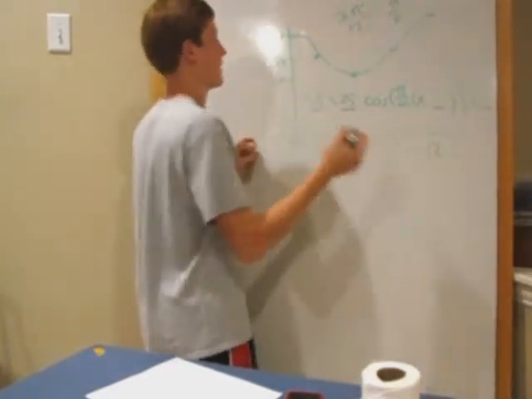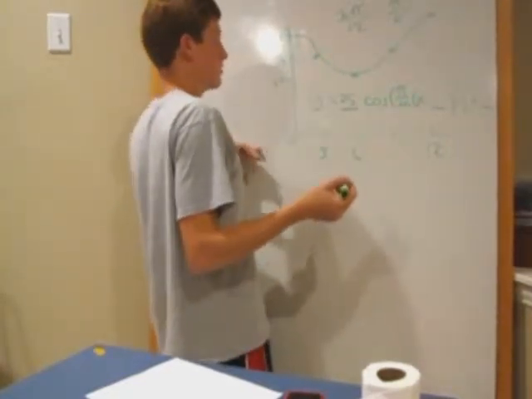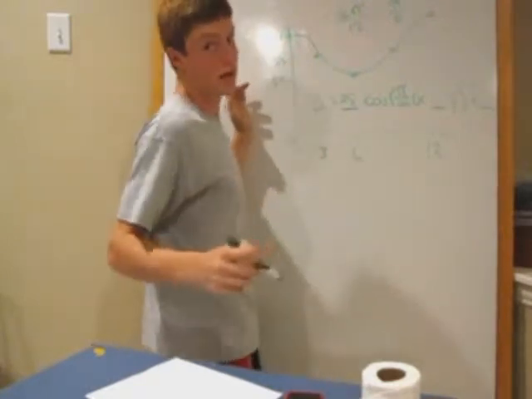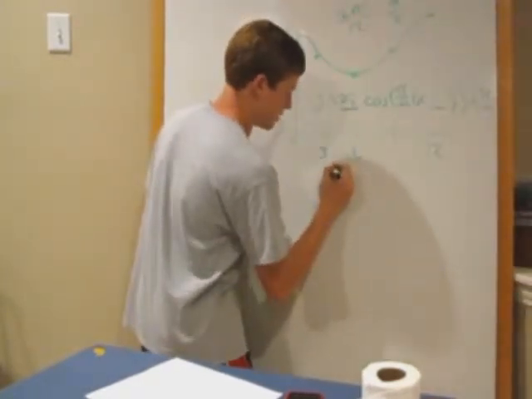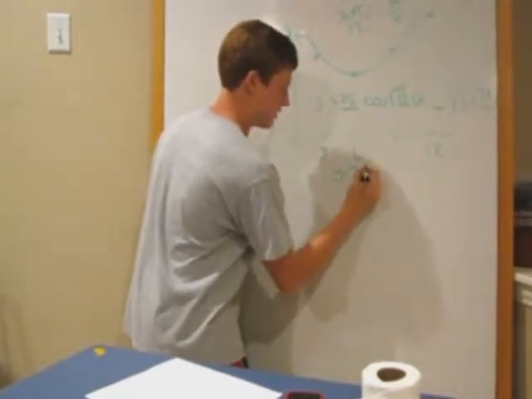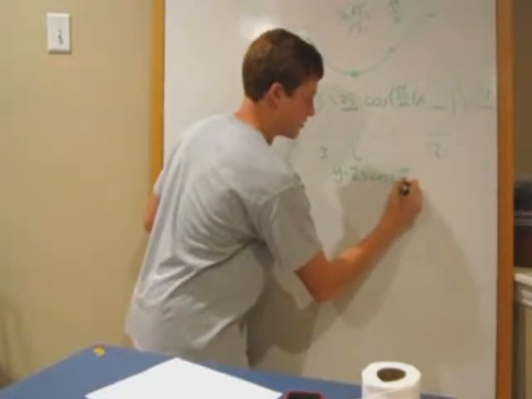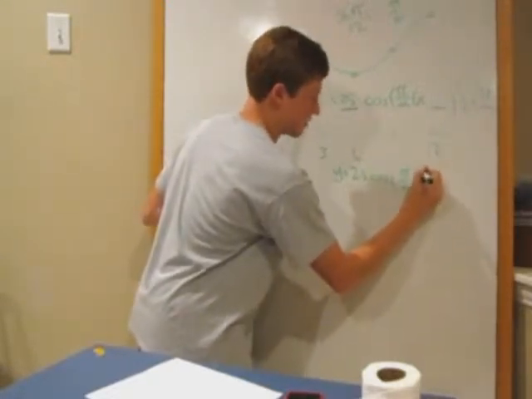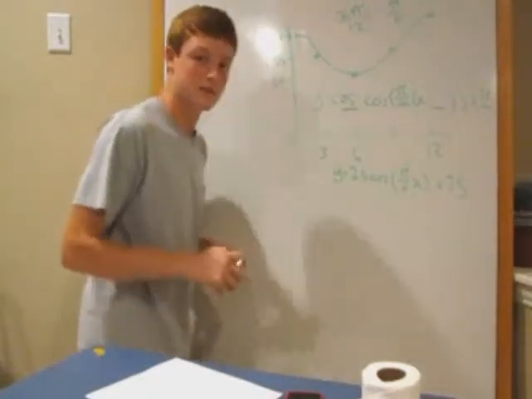And we know that we don't have a c value because we're starting on 0 right here. And our d value is going to be shifted up to our median point, which is going to be 75. So our final equation is just going to be y equals 25 cosine pi over 6x plus 75. And that's going to be it.